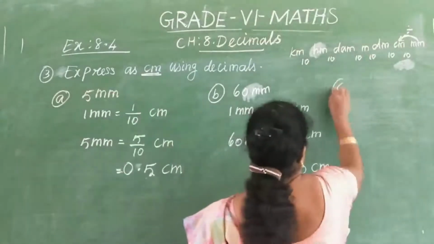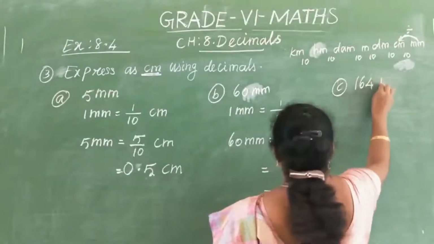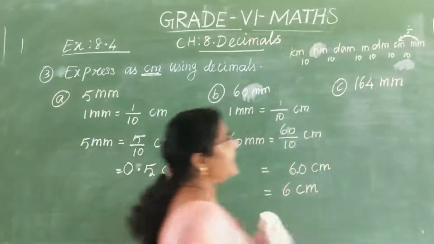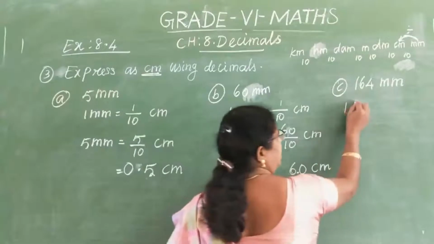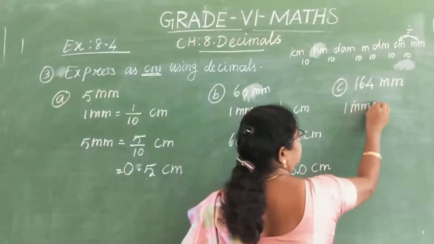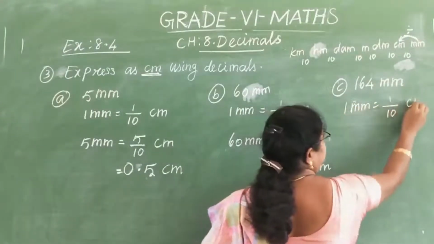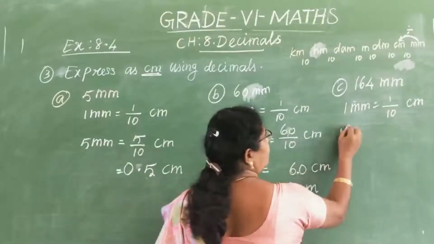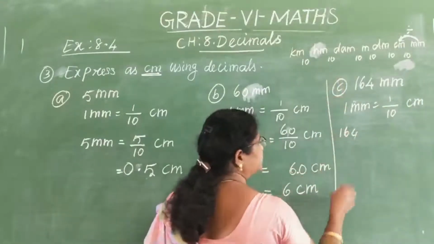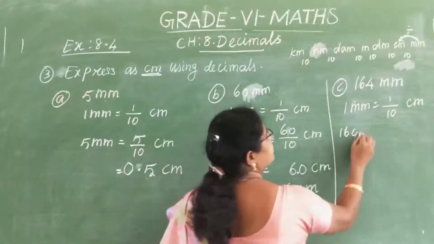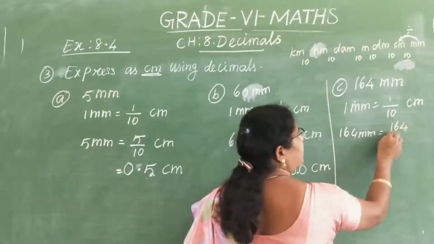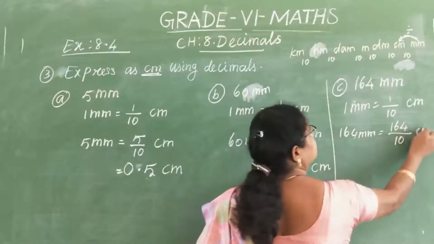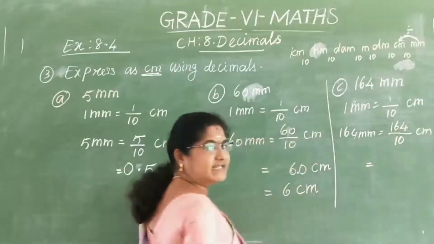164 millimeter. 164 millimeter. Same way, convert into centimeter. 1 millimeter equal to 1 by 10 centimeter. Likewise, 164 millimeter equal to 164 by 10. We write in the decimal form.